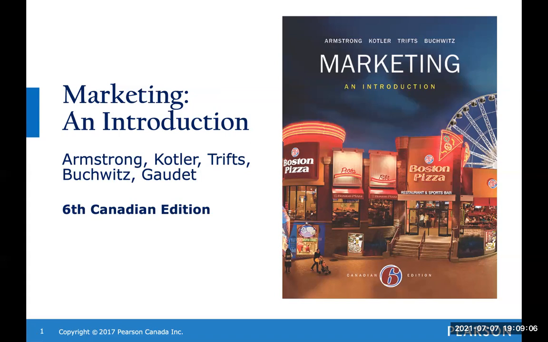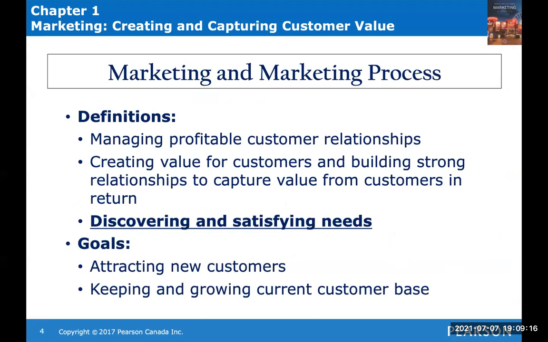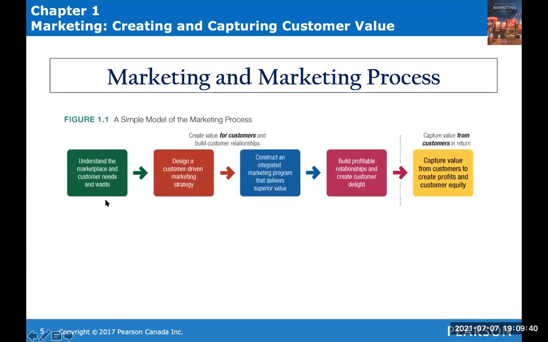All right, so let's just recap chapter one that we did, our unit one. Some of the terms, you'll probably come across some of them in the pop quiz. So definition of marketing and the marketing process, managing profitable customer relationships, creating value for customers, and building strong relationships to capture value from customers in return. And we spoke about the marketing process, where you begin by understanding the marketplace and customer needs and wants. I think we looked at some of it last class. Design a customer-driven marketing strategy.